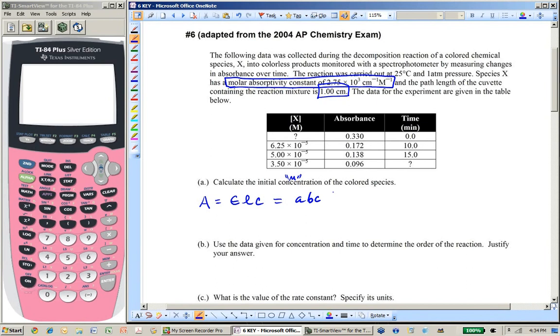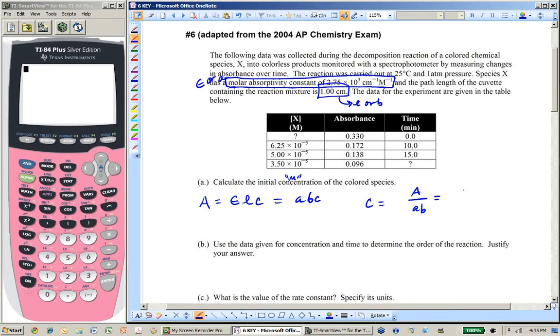I have been told what A or epsilon equals, which is that 2.75 times 10 to the third, and I have been told what L or B equals. So you choose your form that you like. Either way, we're going to solve for C, which is concentration in moles per liter. So that is A over epsilon B. The A's get confusing, which is why I'm not a fan of that format.